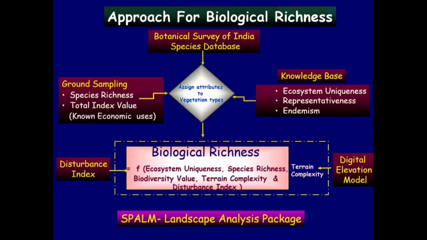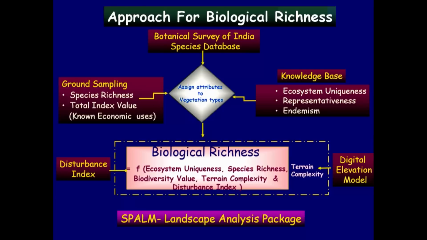So what we have done is calculate the biological richness of that area, and for that we have now done the sampling. I have species richness, the number of species. I have done the total index value, the economic value. That's where Ayurveda and Siddha come in. We have made a list of the species growing there. We have considered all the available literature and listed the uses of each species. It's already with us, the database.